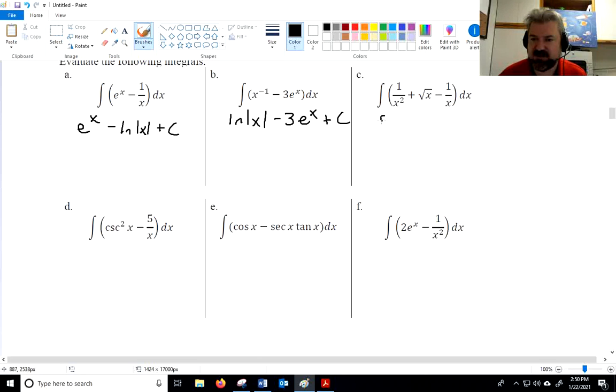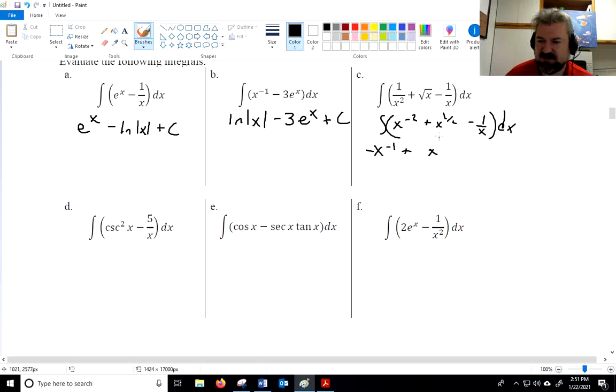All right, let's do some rewriting here. This will be x to the negative 2 plus x to the 1/2. And I can rewrite this, but when I know that it's 1 over x, I just leave it like that. For some reason, it helps me remember to use natural log. All right, so when I raise the power by 1, I get x to the negative 1 over a negative 1, which is just negative. Plus, that becomes x to the 3/2 times 2/3 minus the natural log of the absolute value of x plus c.